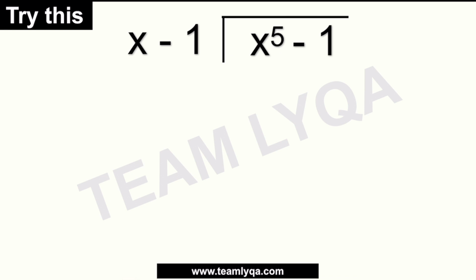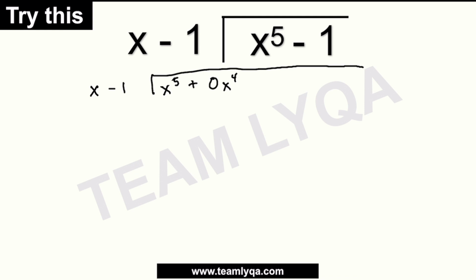Ibig sabihin nun, parang ganito yung mangyayari. You still have x minus 1. Tapos yung dividend natin, kung isusulat natin ang mahaba, this will be x to the 5th plus 0 x to the 4th. Now, bakit 0? Kasi any number you multiply by 0 is just 0. So, walang magbabago dun sa sagot. Nilalatag lang natin siya kasi kapag hindi natin ito ginawa, mamamali tayo ng sagot.